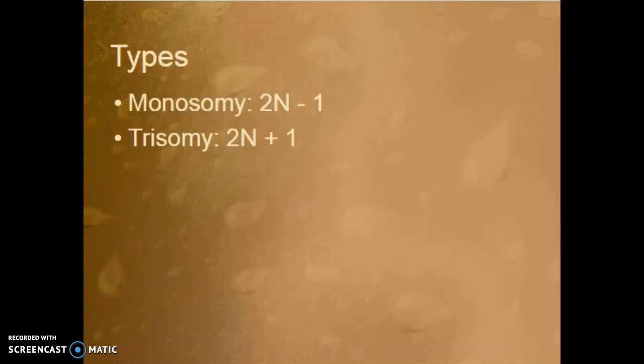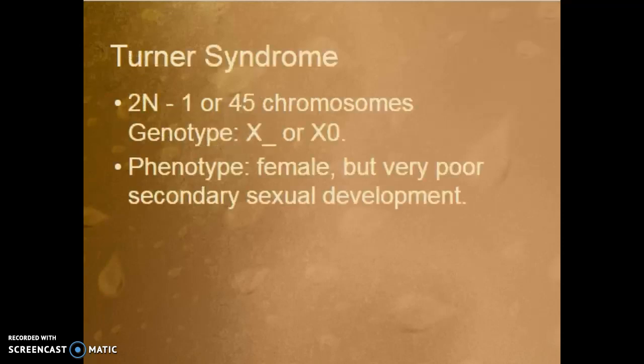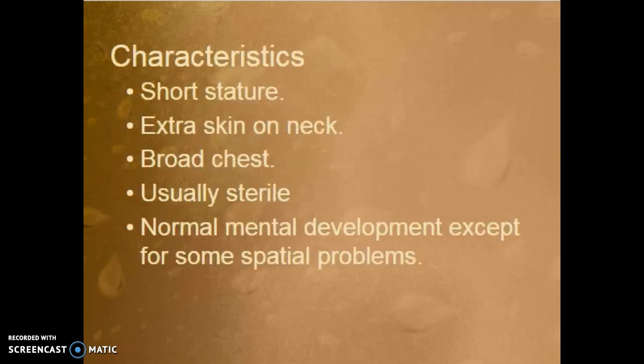There are two types. We could have a monosomy, where we're one short. We could have a trisomy, where we've got one extra. Turner syndrome is an example of a monosomy. The genotype is X blank or X0, depending on which type of notation you use. The phenotype is female, but they have poor secondary sexual development. Sometimes they're infertile. Not always, but sometimes they are. You see some of the characteristics there of someone that has Turner syndrome.